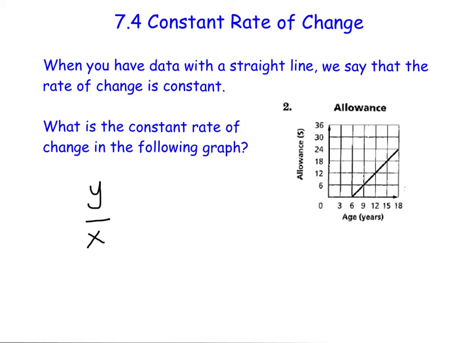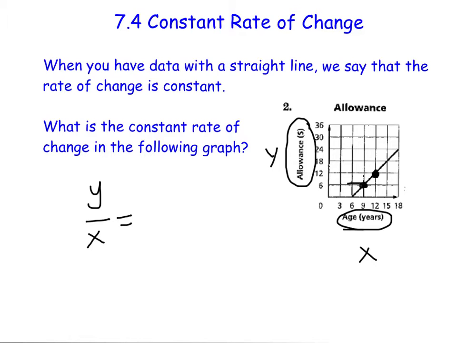So what we want to do is find 2 points on our graph. Let's say that we find that the allowance paid for a 9-year-old is $6. And let's say the second point we want to use is that a 12-year-old would be paid $12. What we want to look at is how much the y, remember this is the y-axis, and this is the x-axis, how much the y changed going from 9 to 12 years old.